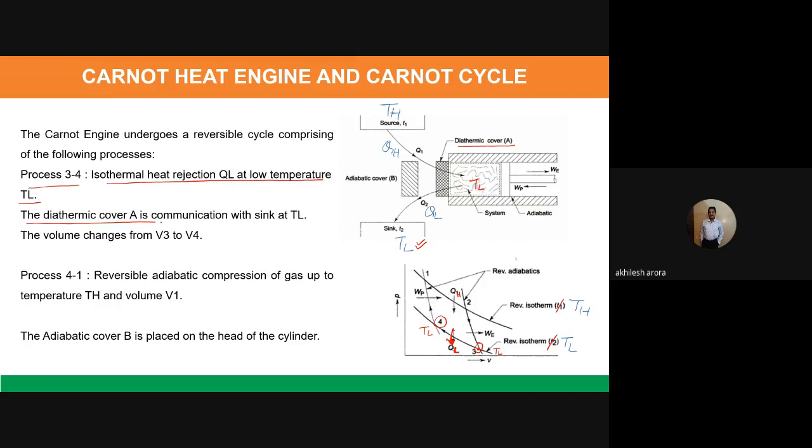The diathermic cover A is in communication with the sink at TL. The volume changes from V3 to V4. Now what happens during the process 4 to 1? Now what we will do, we remove this diathermic cover.